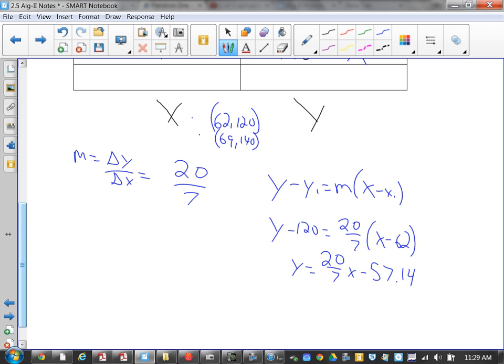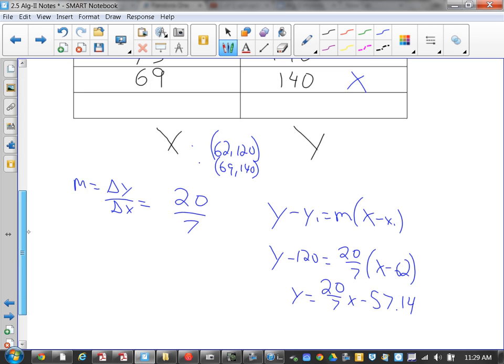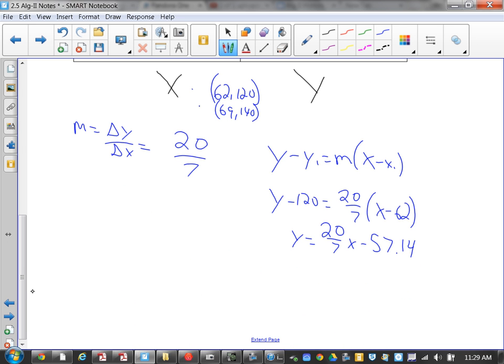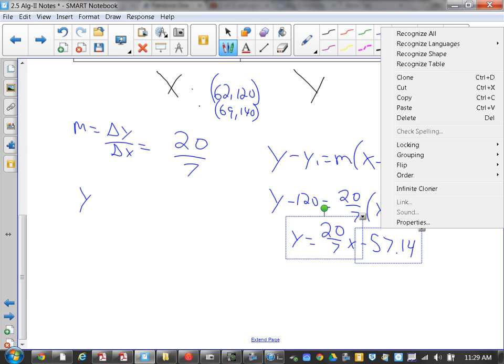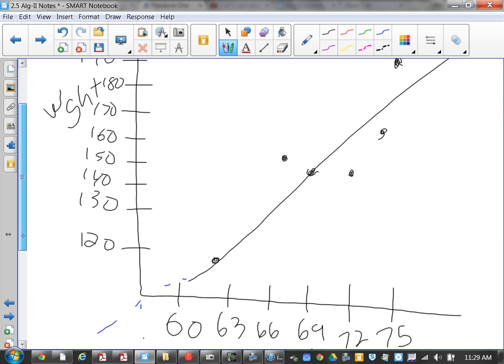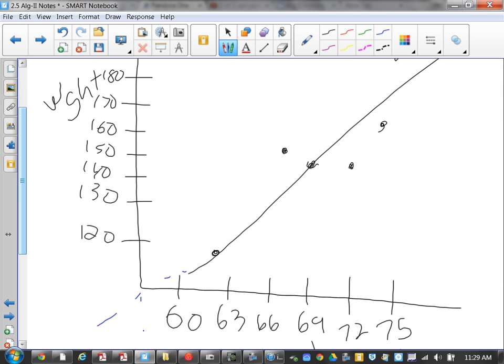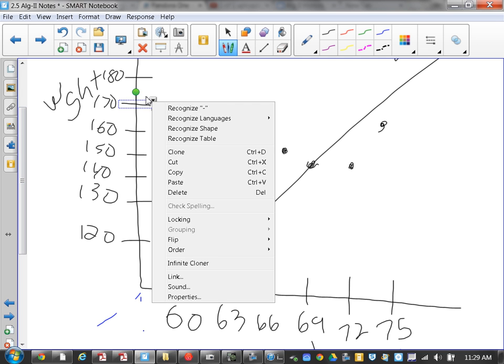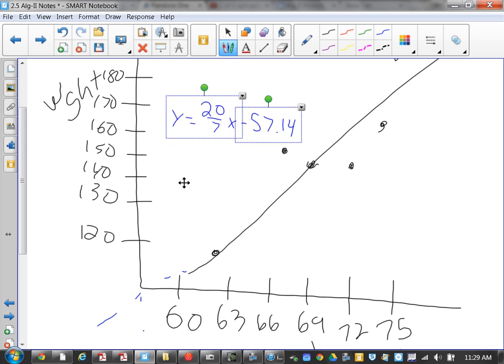So what this is telling me is that the equation of our data set, the equation that came up for our lovely graph, is that.